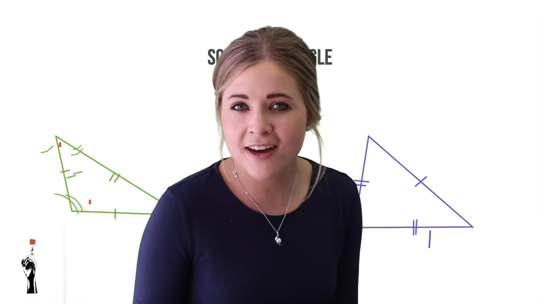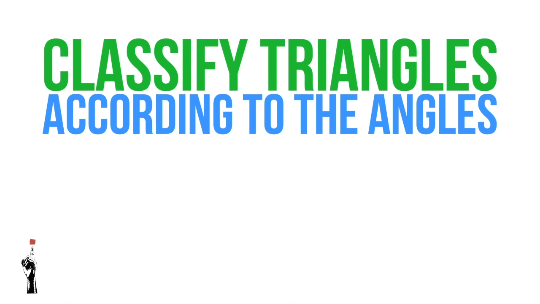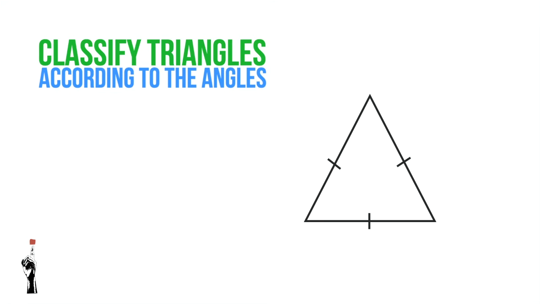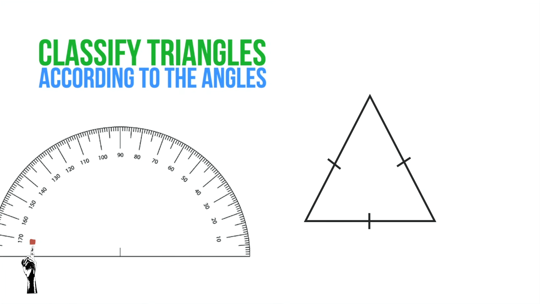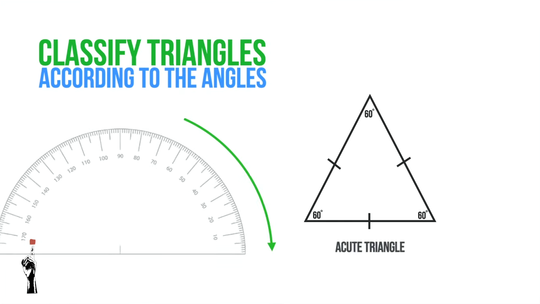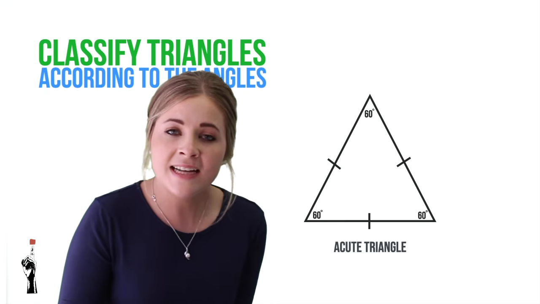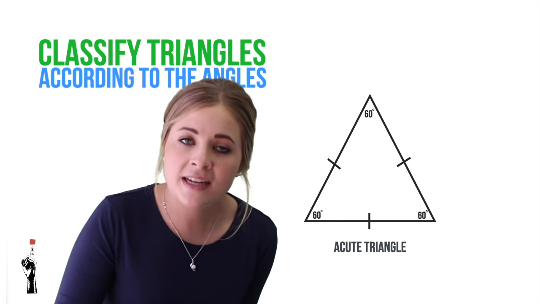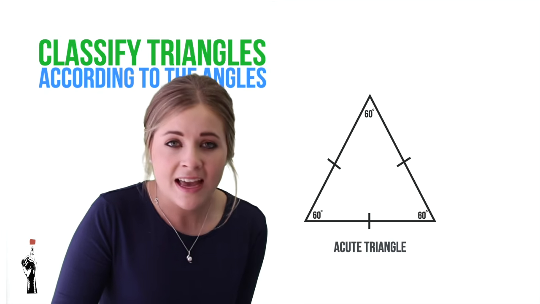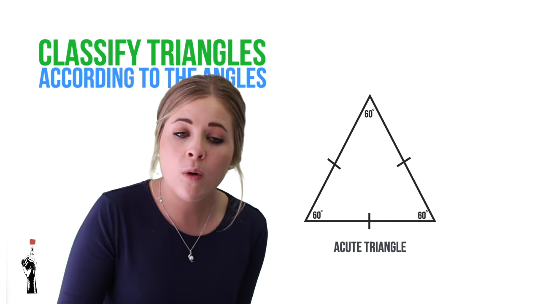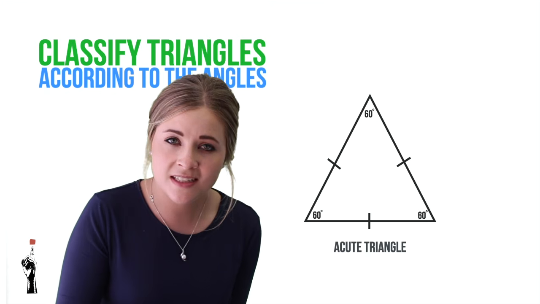Now, we have already classified triangles according to their sides. We can also classify triangles according to their angles. Looking at the first triangle over here, I can see that this is an equilateral triangle. If I have a triangle with all of the angles smaller than 90 degrees, then it immediately classifies as an acute triangle. An acute triangle is absolutely any triangle where all three of the angles are smaller than 90 degrees. That does not necessarily mean it has to be an equilateral triangle. It doesn't have to be, as long as it is any triangle where all three of the angles are smaller than 90 degrees.